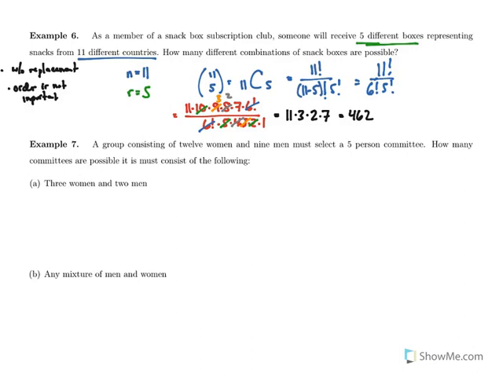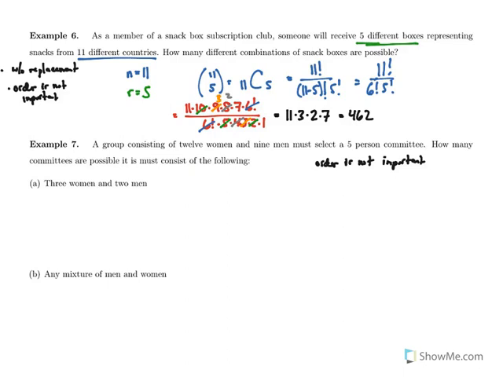All right, next example. A group consisting of 12 women and 9 men must select a 5-person committee. How many committees are possible if it must consist of the following: 3 women and 2 men? So this is a combination problem because if we have committees, it doesn't matter who's the first person selected or the second person selected. They're all just selected. They're all part of the committee. So here, order is not important, and we cannot replace because you can't have one person be 2 members of the committee.